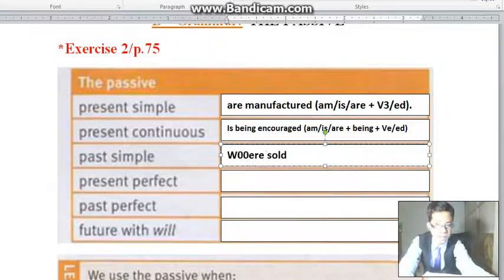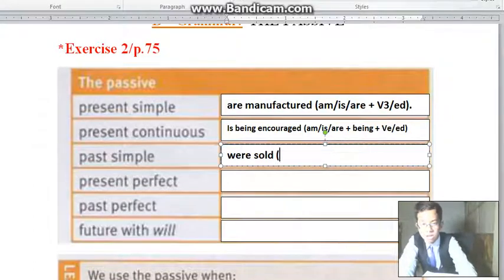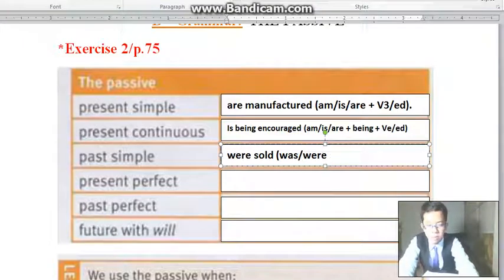Were sold. It is was, were plus verb 3 or verb-ed. Alright.